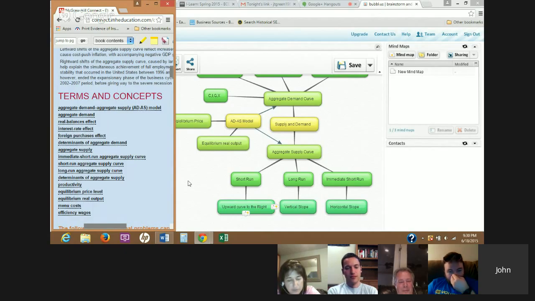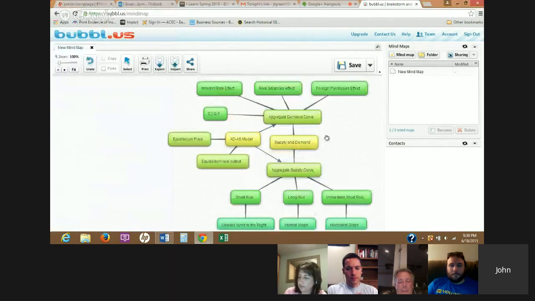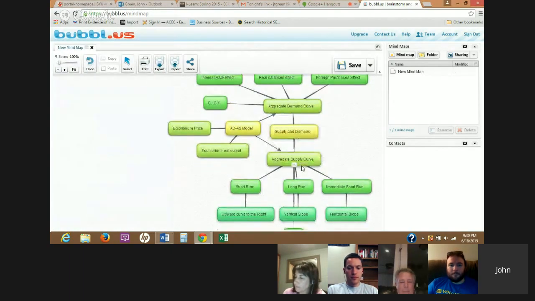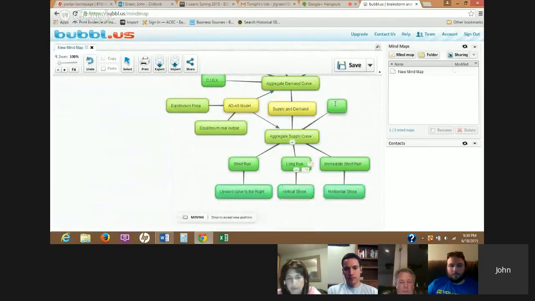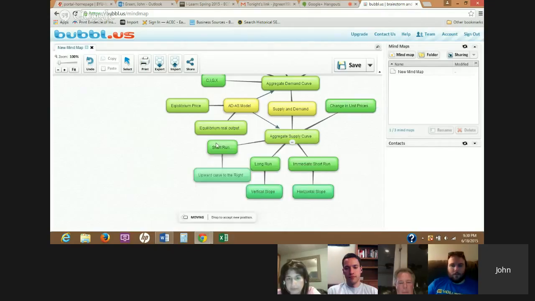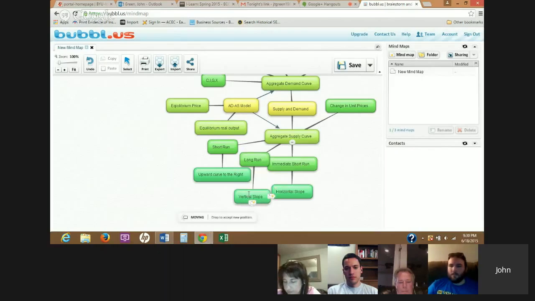So should we do the same thing to the supply curve that we did with our demand curve and put in a couple of things like change in unit input prices, imported resources, taxes, subsidies, and regulation? Okay. These all shift the curves. Maybe just bring them back all together again. The supply curve is influenced by productivity, legal institutional environment.